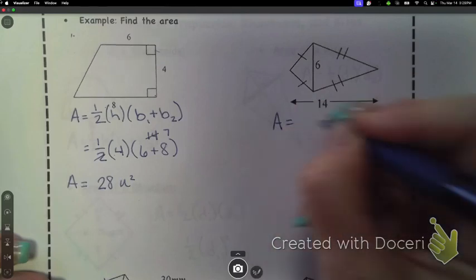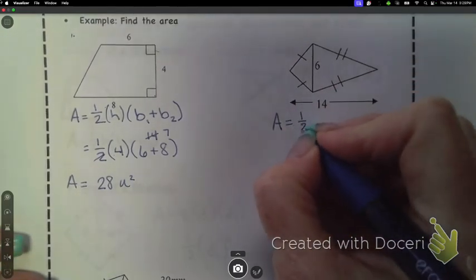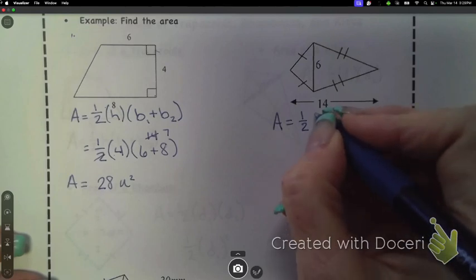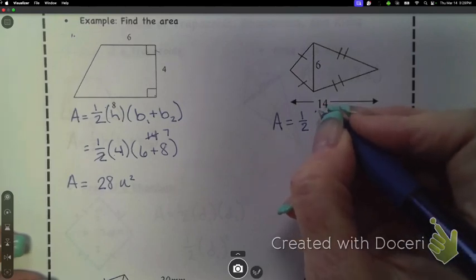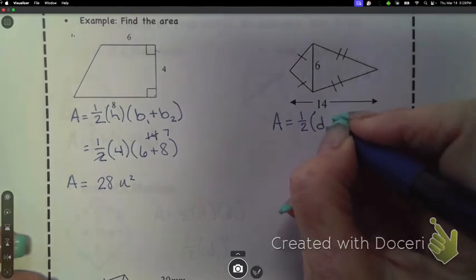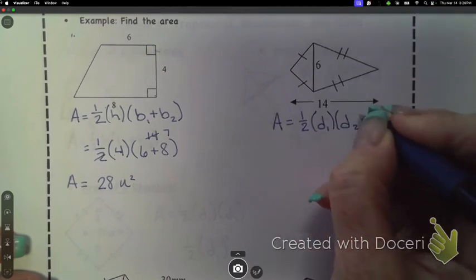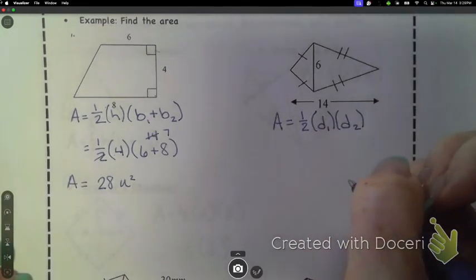Okay, area equals? Half. Base 1... Nope, plus... nope, times D1 times... What, Tiana? D1. You didn't say D1. Times D2. You said base. I did. Okay.